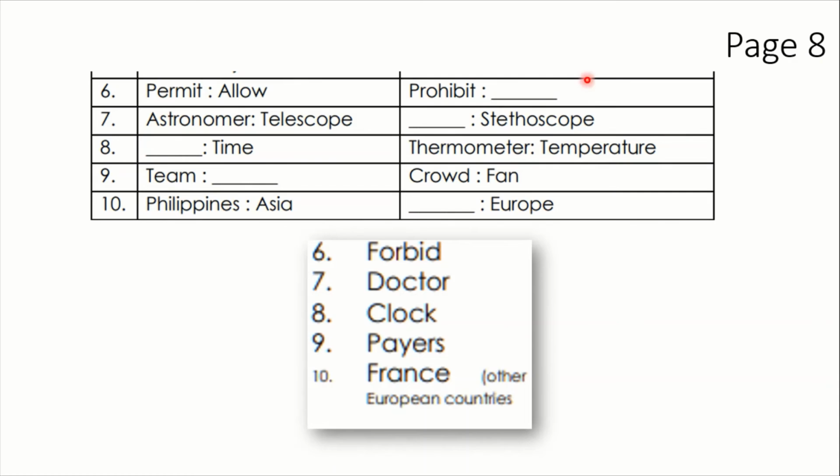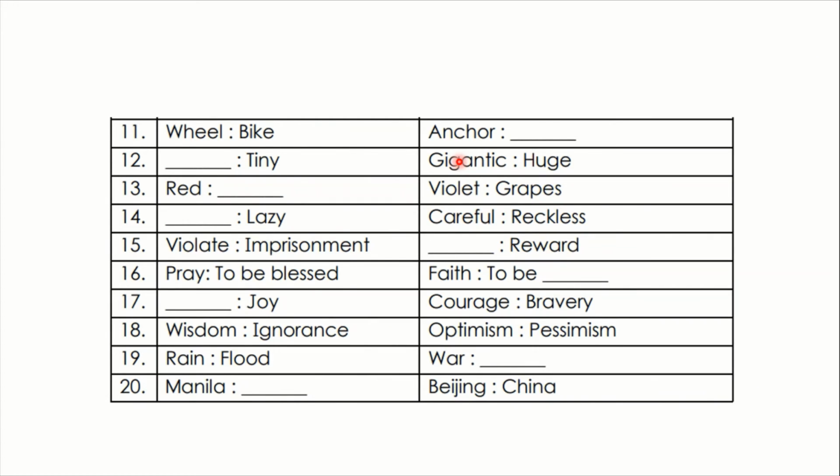Once you determine the relationship among the given analogies, you may consult the dictionary for other words to complete the patterns. For items 11 to 20, you may not find the key to correction at the back of your module. So here are some possible answers to complete the numbers. Anchor is to sheep, small is to tiny, red is to apple, industrious is to lazy, achieve is to reward, faith is to believe, or to be faithful, rather.